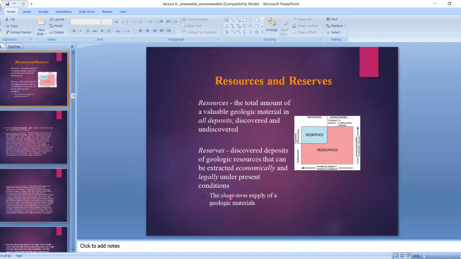And the part, in other words the short-term supply of geologic material, you can say that is reserve, which we are using right now. Whatever we are using on Earth right now, we are using from the reserves. But we have more than that. We have to either discover it, or invent the technology to extract it.